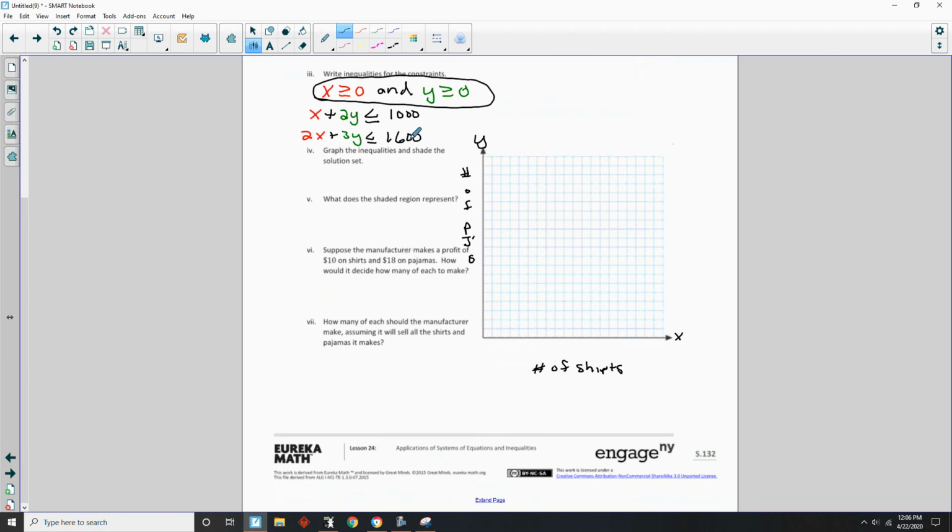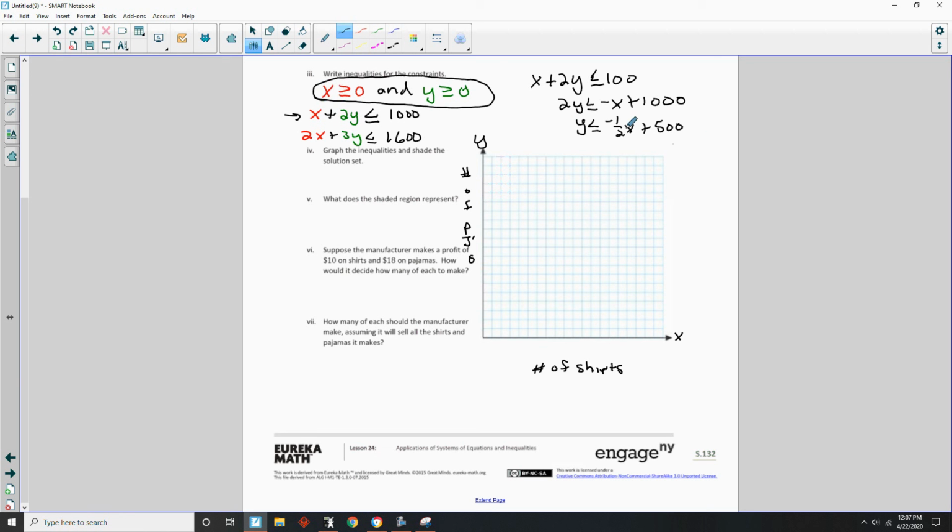And 1,600 is the number of hours. So what I want to do is solve this for y so I can graph it easier. If I take this first inequality, x plus 2y is less than or equal to 1,000, and put it in linear form, solving for y, I subtract x from both sides, giving me 2y is less than or equal to negative x plus 1,000. Then divide by 2, and y is less than or equal to negative 1/2 x plus 500.